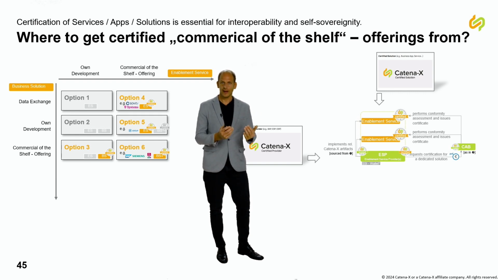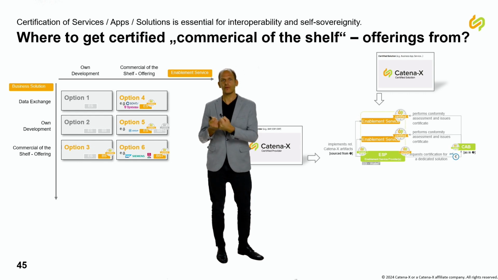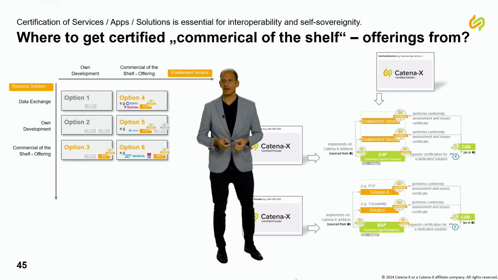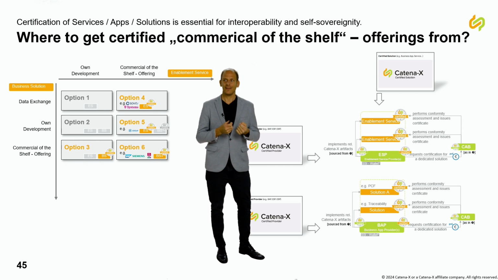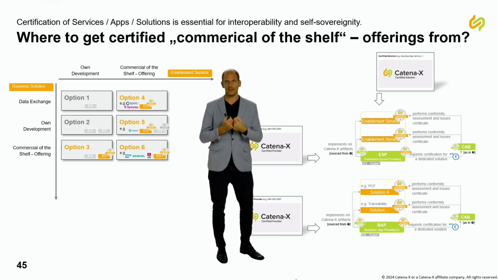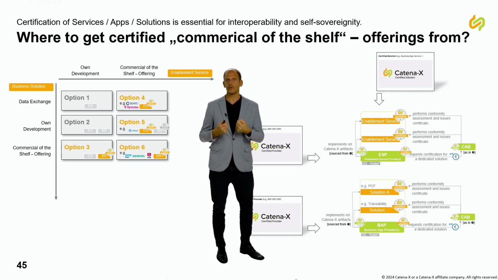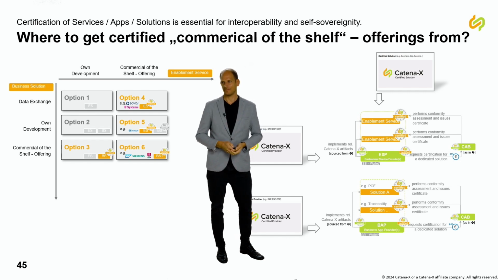You use what we provide as an association, what was built on top, code and everything, and you go to the conformity assessment body, get certified, and then you can offer it. The same then applies to the enablement service provider, and it is also important for the business application provider, and not only for the company, also for each and every solution that will be offered. In our case, for the PCF, there are different standards like the PCF rulebook and more standards that will be the basis to get certified.